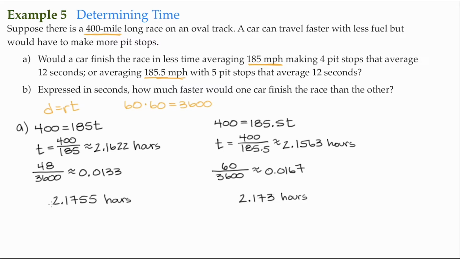So this car traveled faster, a shorter time. 2.173 hours. This one was 2.1755 hours. So this car finished the race faster or ahead of this car. Now B says, expressed in seconds, how much faster would one car finish the race than the other? So we'll just subtract the hours of one from the other.